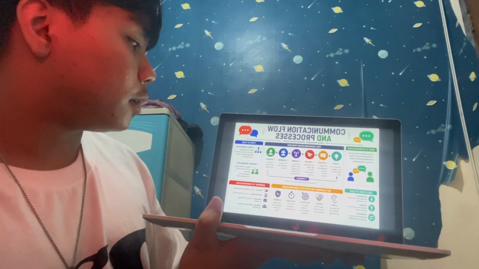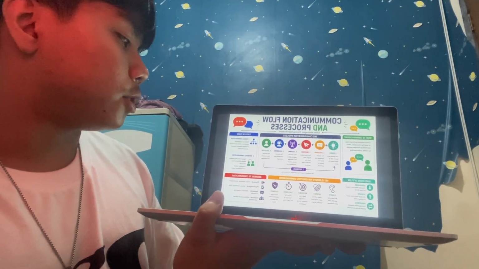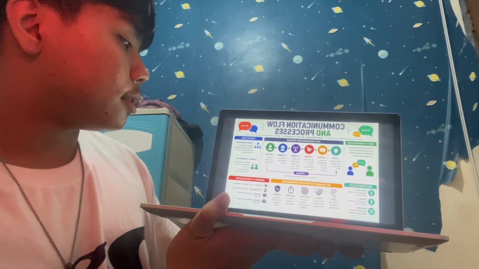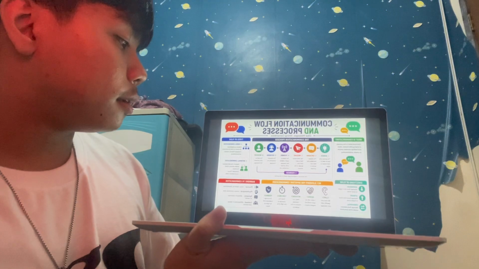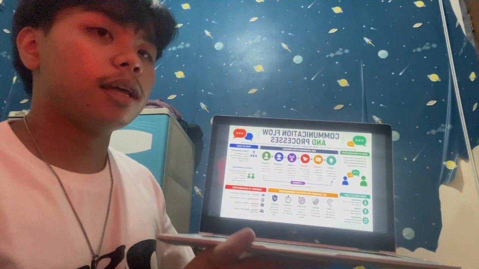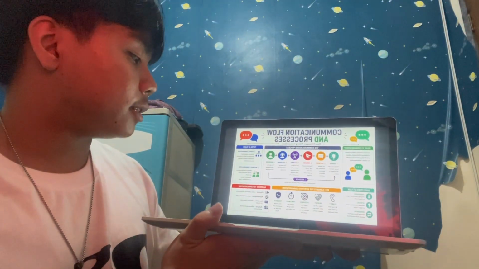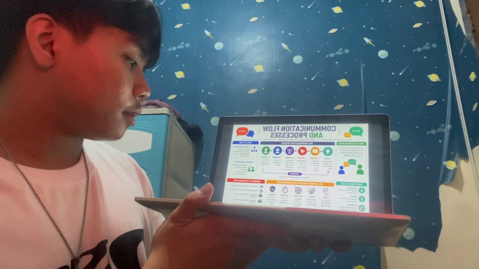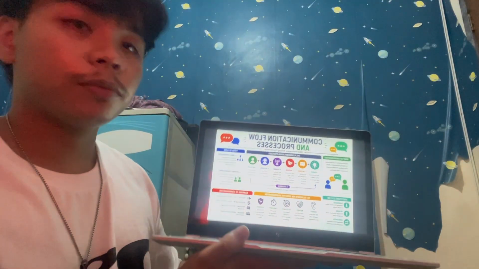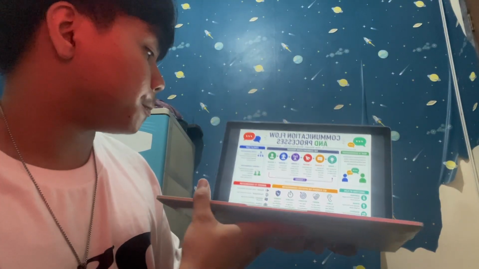So let's move on to the barriers to communication. We have 4: physical, psychological, semantic, and cultural. So basically, the physical is noise, distance, and distractions. The psychological, we have stress, emotion, and bias. Semantic, different meanings of words. And lastly, cultural differences, meaning differences in values and norms.